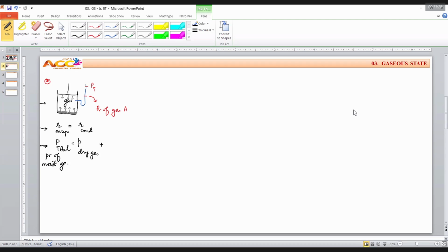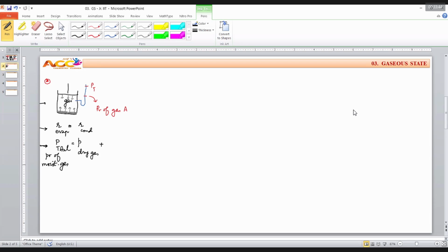And moist gas is having two substances. Number one, dry gas. Number two, water vapors. Are they chemically reacting? No, sir, they are not chemically reacting. No, sir, they can also chemically react. Yes, if suppose they are chemically reacting, don't apply Dalton's law.